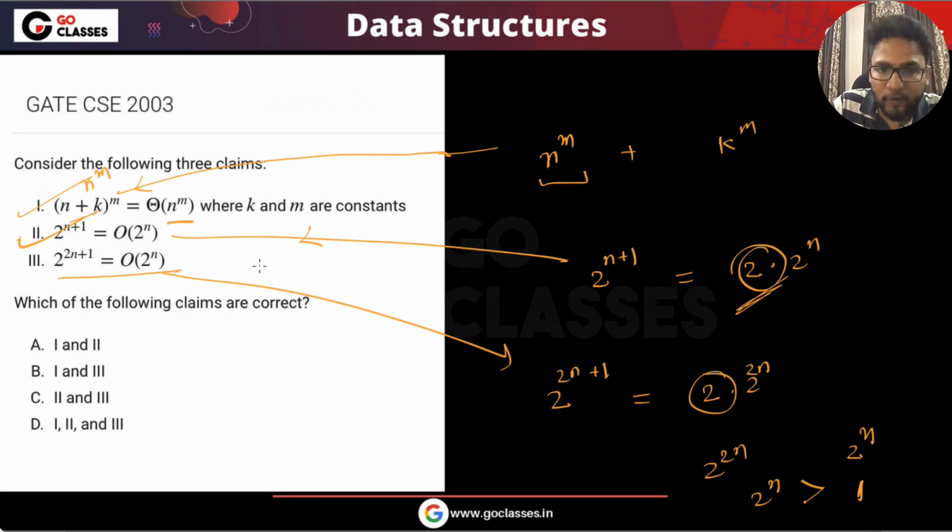You can write big O like this: you can say 2^n is big O of 2^(2n+1) or whatever, right? You can say it like this, but the other one is wrong. So that is why this is wrong. So 1 and 2 are true. So A is the correct answer.